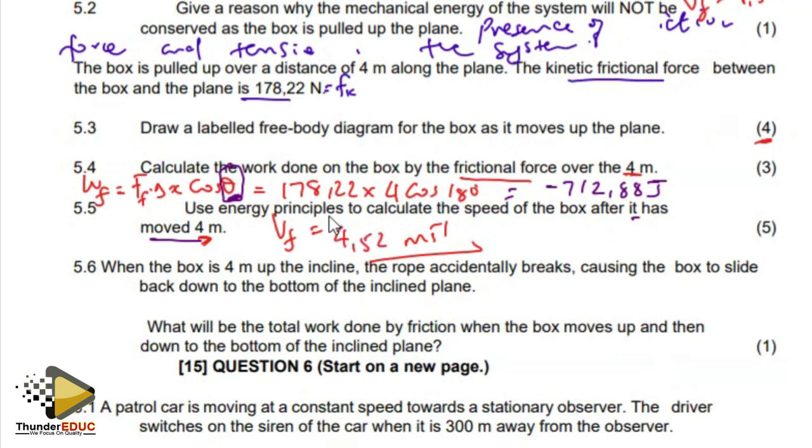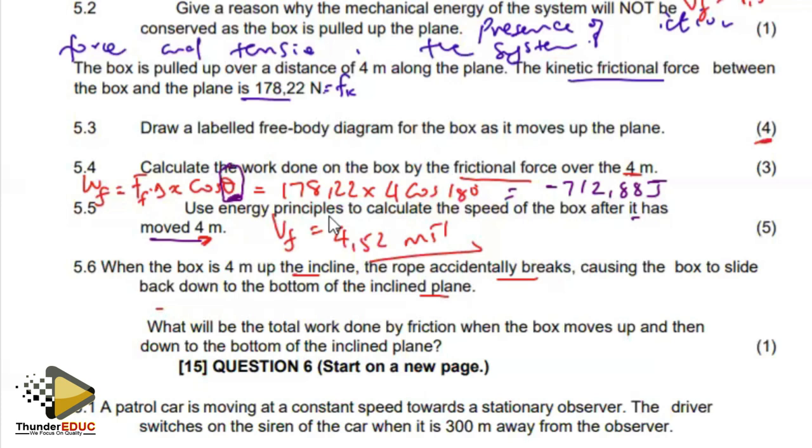Then when the box is 4 meters up the incline, the rope breaks, causing the box to slide back down to the bottom of the inclined plane. What will the total work done by the frictional force be when the box moves up and then down the incline to the bottom? Okay.